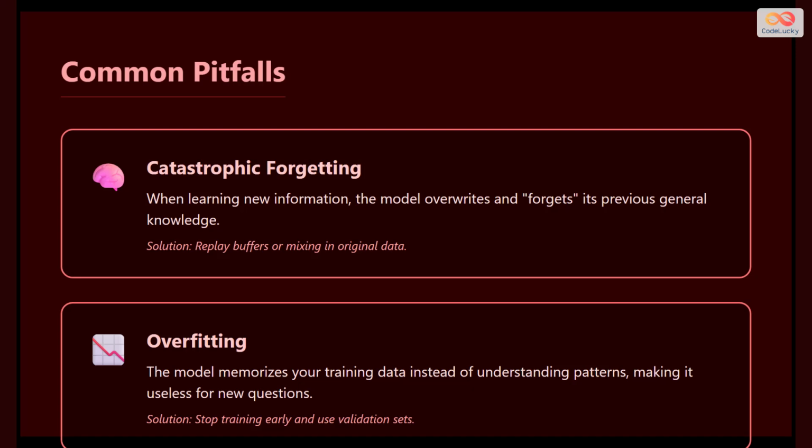Be careful of common traps. Catastrophic forgetting happens when a model learns new things but forgets everything it knew before. Overfitting is when the model just memorizes your examples without understanding the logic. We can avoid these by mixing in old data and validating our training often.